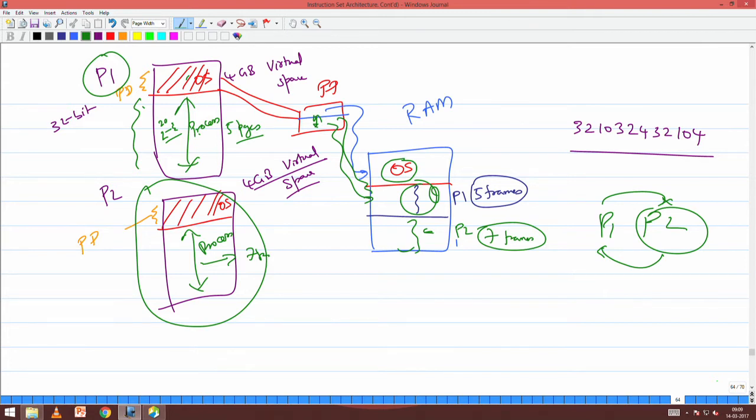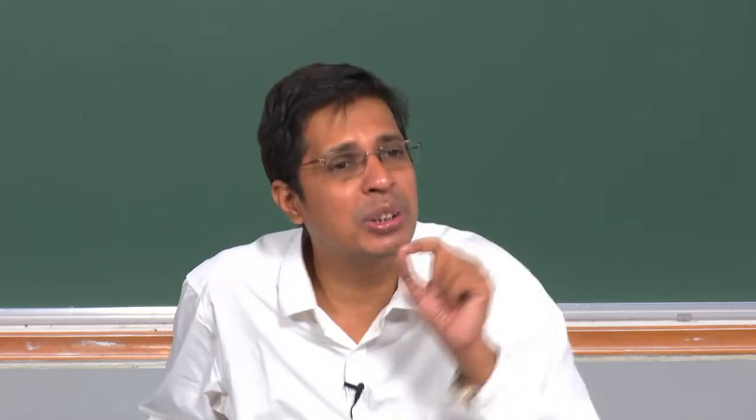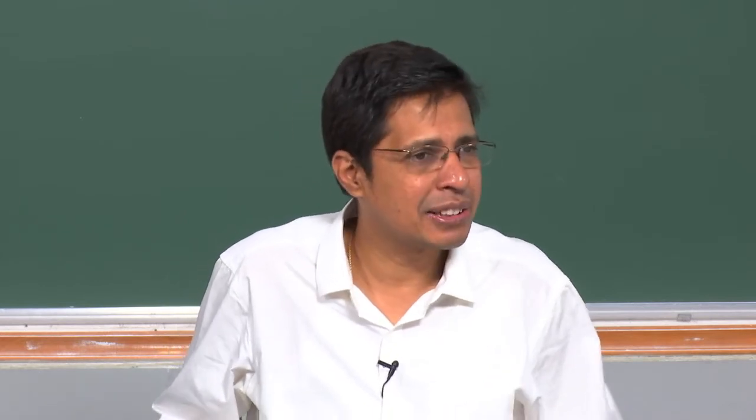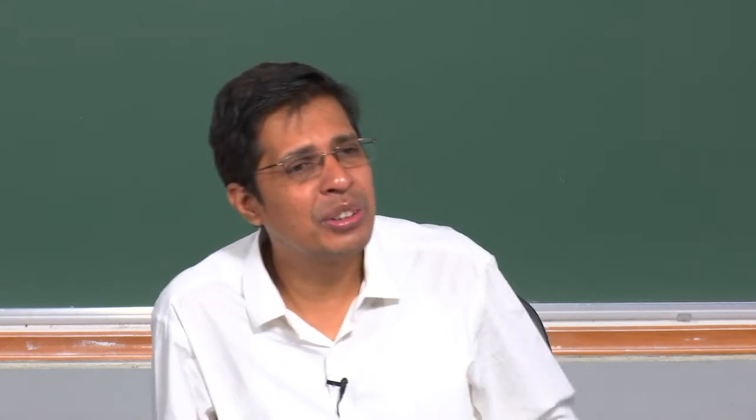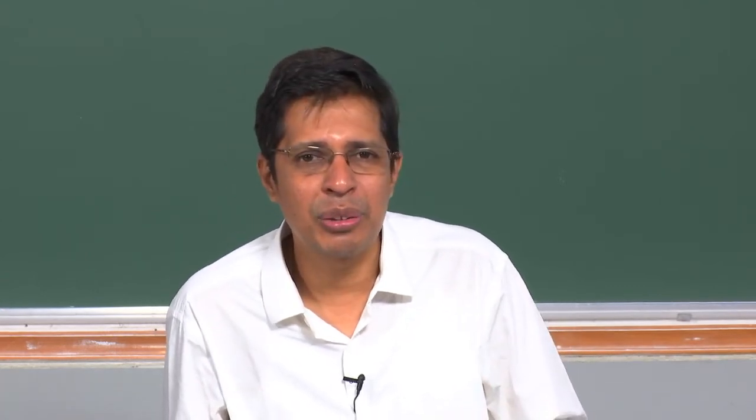So when P1 is executing, P2's instructions are still in the RAM, but P1 will not be allowed to touch those because of my paging mechanism. And again when P2 is executing, P1's frames that it has brought are still in the RAM, but P2 will not be allowed to touch them because of this paging mechanism. And virtually P1 and P2 will each be given a 4 GB address space. Are you able to follow this?